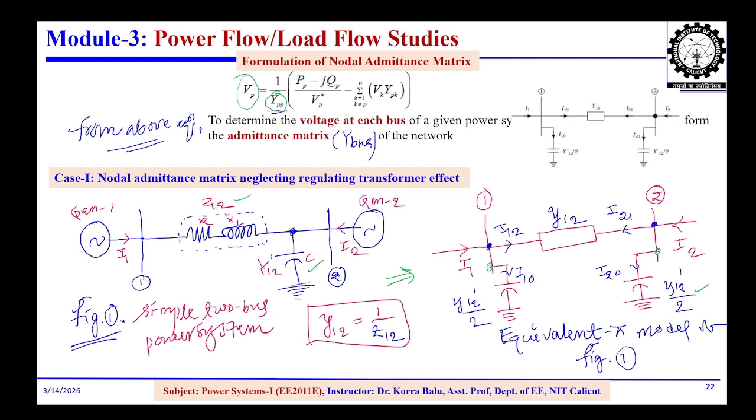Now we convert the line impedance to the line admittance, so Y12 is equal to 1 by Z12, which gives the line admittance. The current at bus 1 is I1, the current at bus 2 is I2, and in between, the current passing from bus 1 to bus 2 is I12, and the current passing from bus 2 to bus 1 is I21. The current passing from bus 1 to the ground is I10, and from bus 2 to the ground is I20. This is the equivalent pi model of the given figure 1, the simple 2-bus power system.